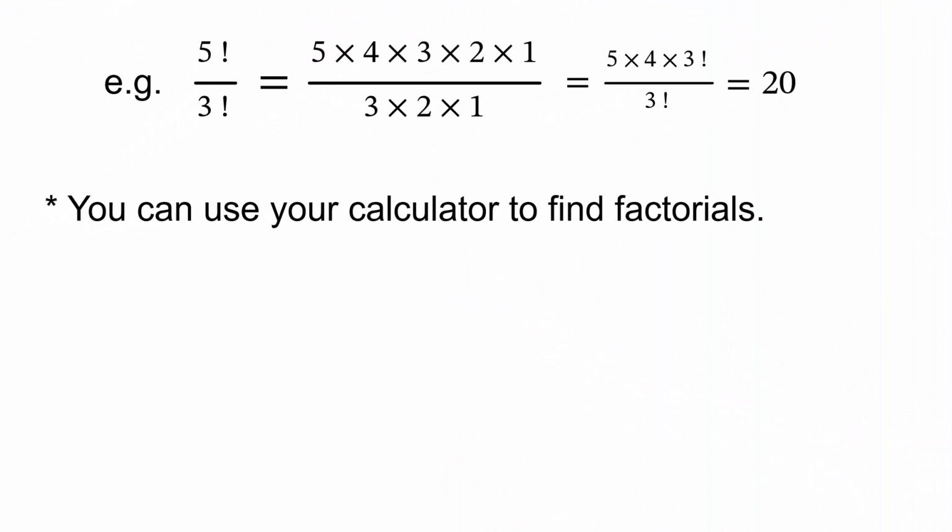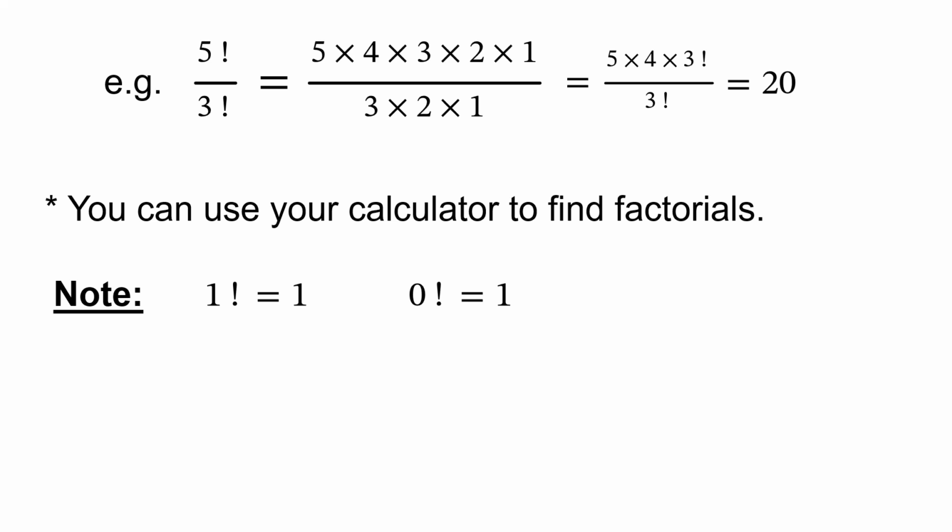Now, some important factorials which you just need to know even by head are, firstly, 1 factorial is equal to 1. So you just need to know this. And 0 factorial is also equal to 1. So this is very important.